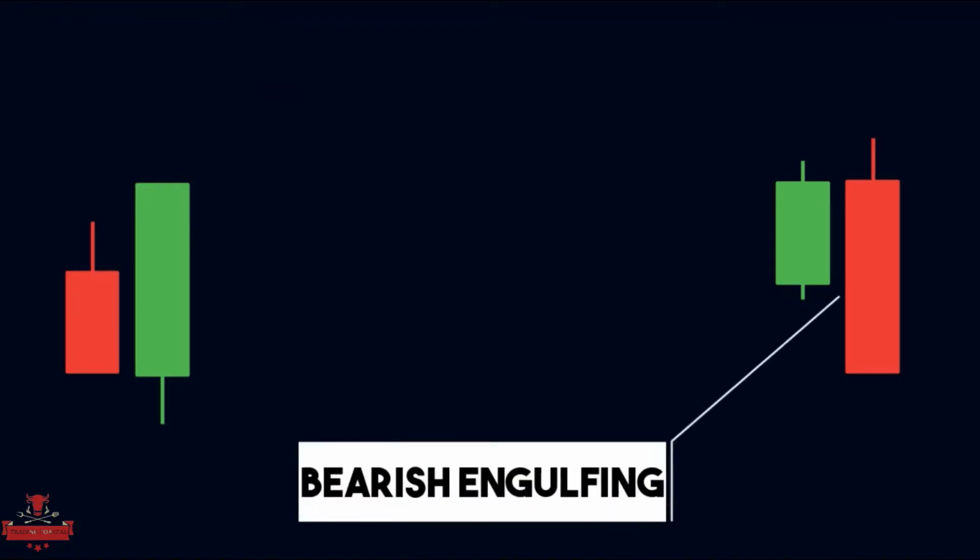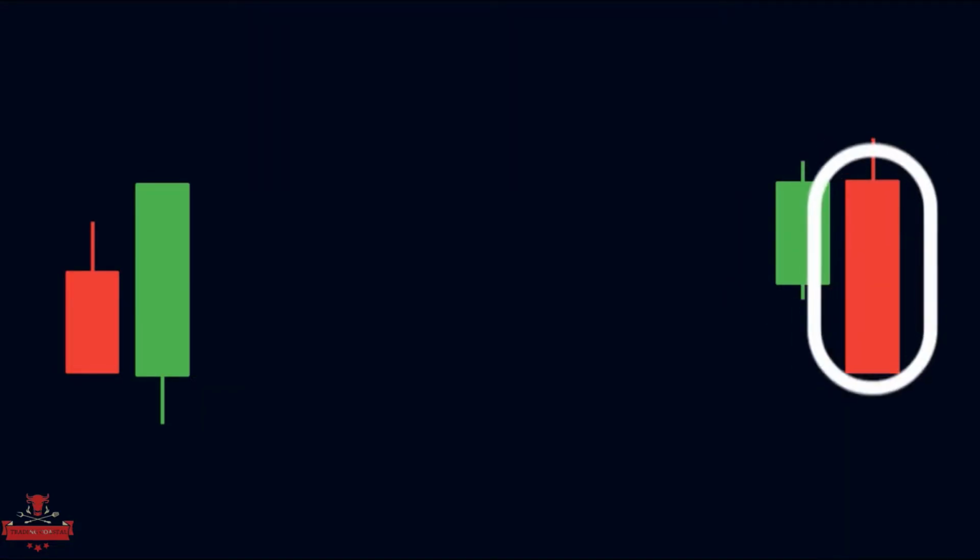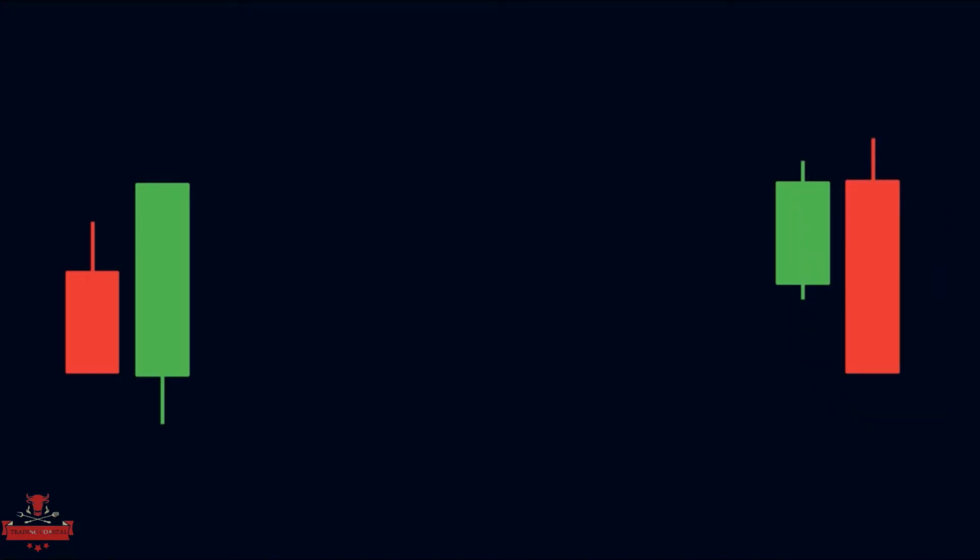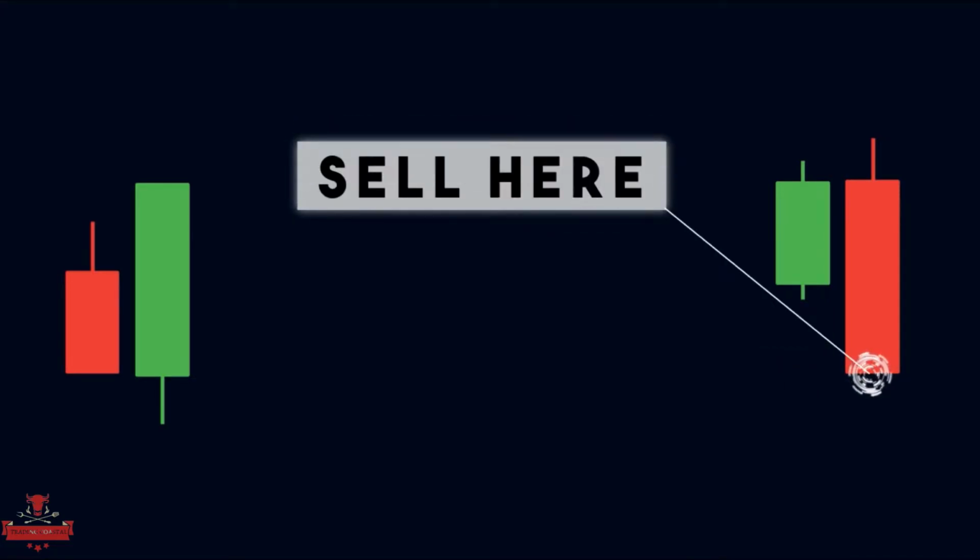Now, let's look at a bearish engulfing pattern. A bearish engulfing pattern occurs when the body of a small green candle is overlapped by a big red candle that follows. This shows that the sellers saw the high price as an opportunity and shorted the market. The selling pressure was so high that the candle managed to close below the body of the previous green candle. Therefore, we want to enter a sell trade here.